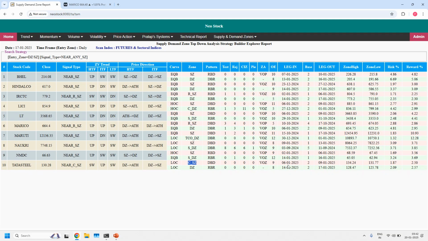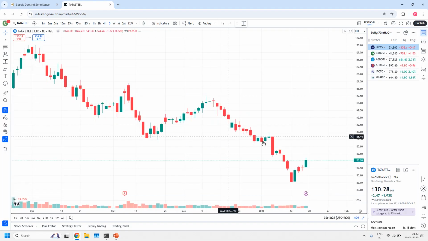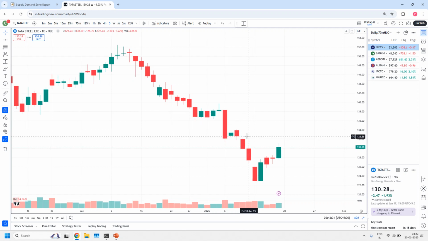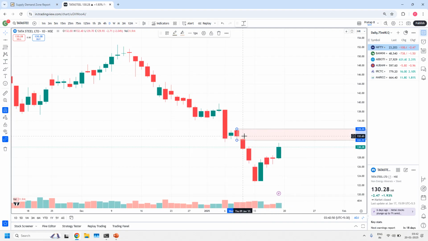So in Tata Steel, when is the leg-in? You have 6-1-2025 as the leg-in. How many base candles? 2 base candles. This is the one. Drop, base, drop. You add some more hidden body here. This is a drop candle, with follow through candles. So this is the daily supply zone, drop base, drop.